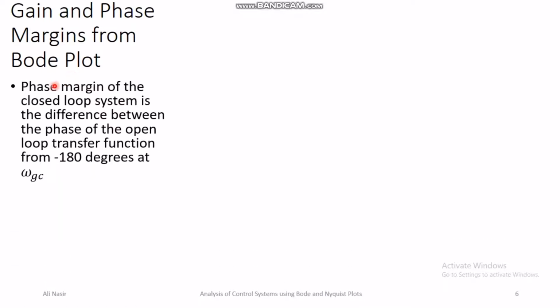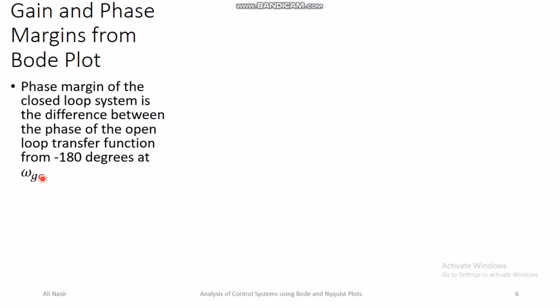Phase margin of the closed loop system is the difference between the phase of the open loop transfer function and minus 180 degrees at the gain crossover frequency. So this means that at the frequency where the gain is crossing 0, you look at the phase. If this phase is, let's say, greater than minus 180, let's suppose it is minus 120, then the phase margin will be 60 degrees, because there is a 60 degree difference between minus 120 and minus 180.